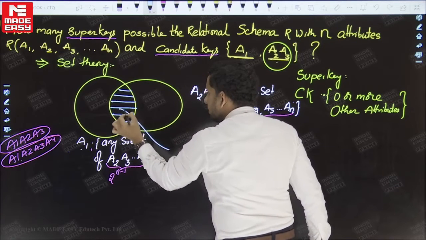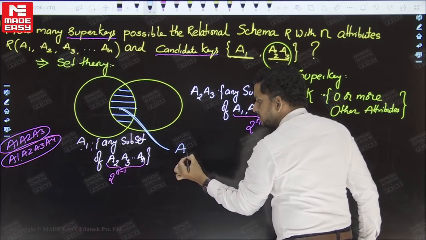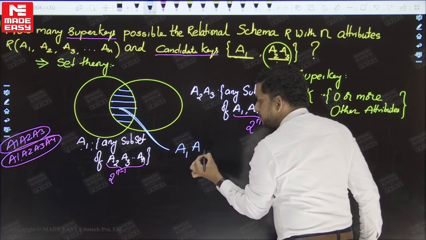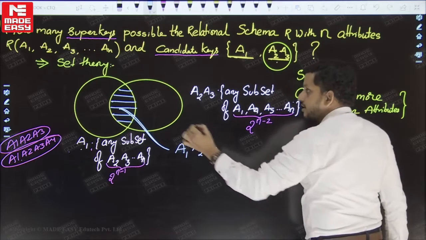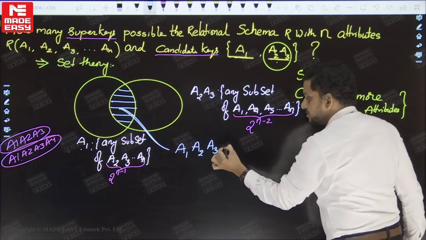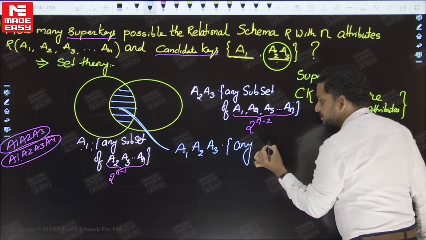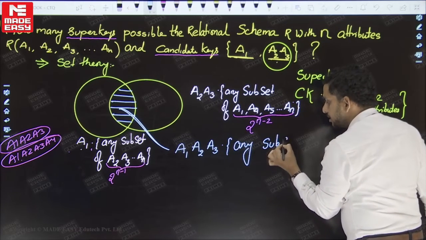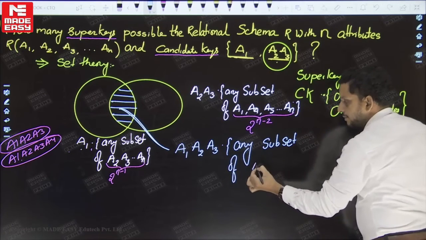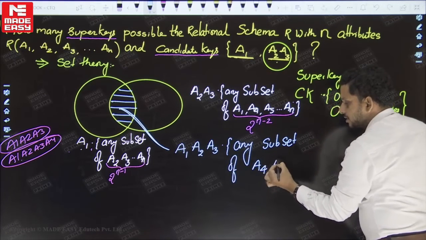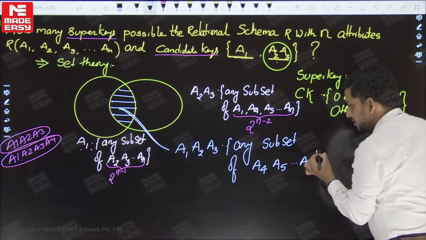Okay, so these are super keys which are formed by key attributes A1, A2, A3 which must be present, whereas the first and second candidate key attributes combine with any subset of the remaining attributes, which are A4, A5 and so on up to AN.